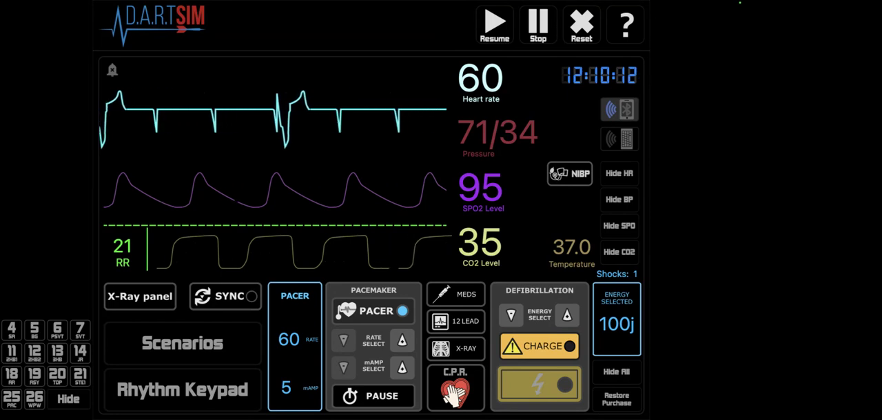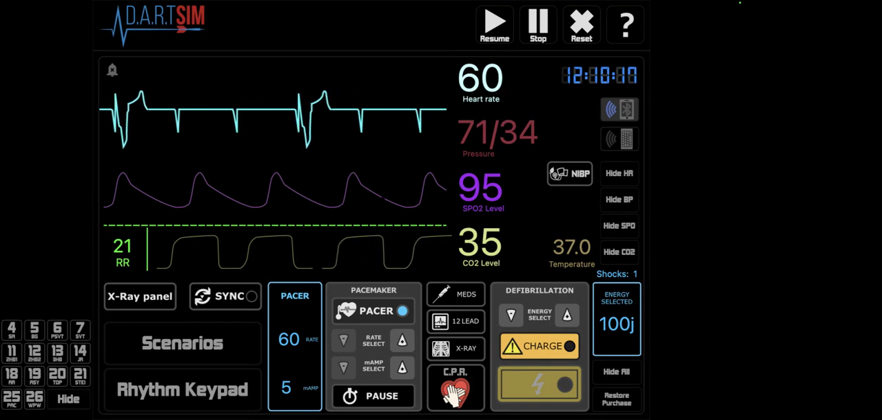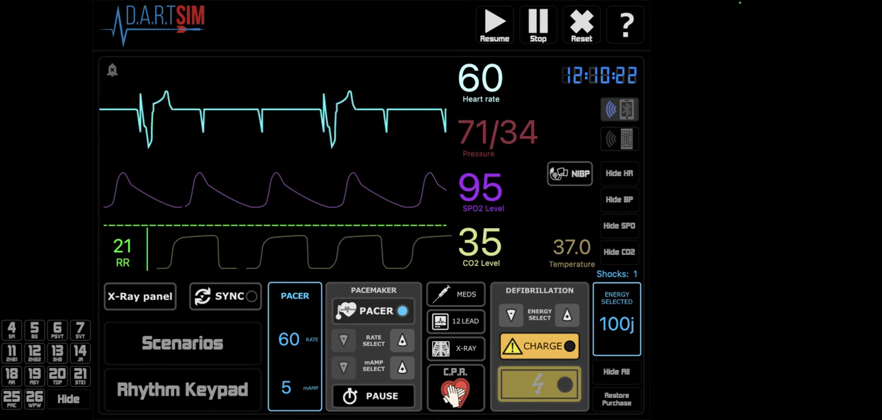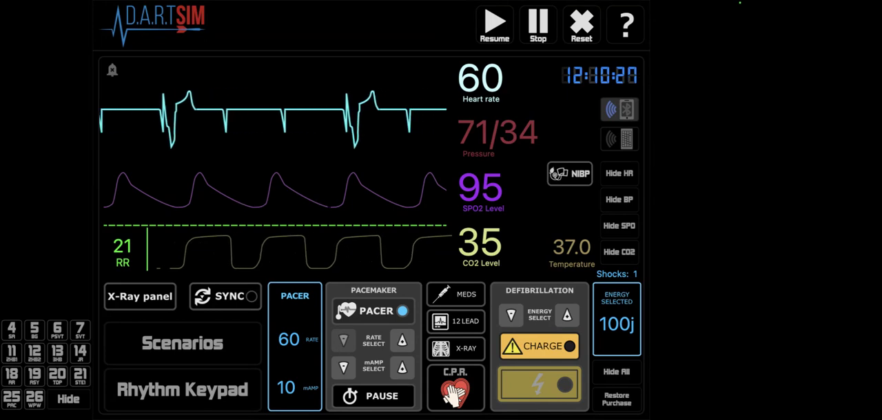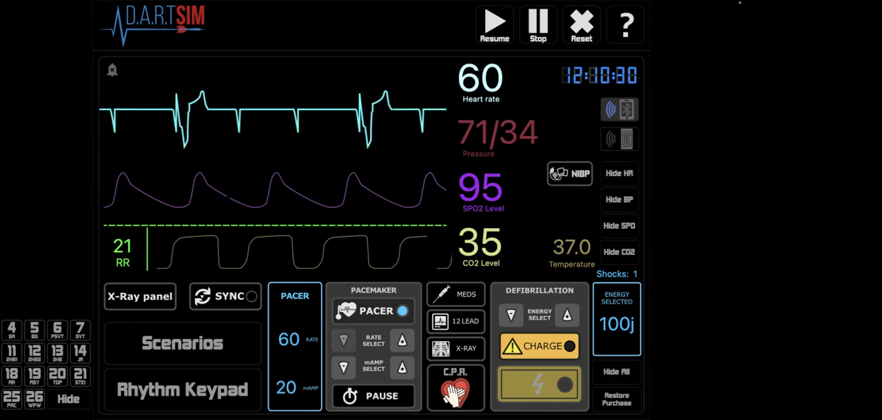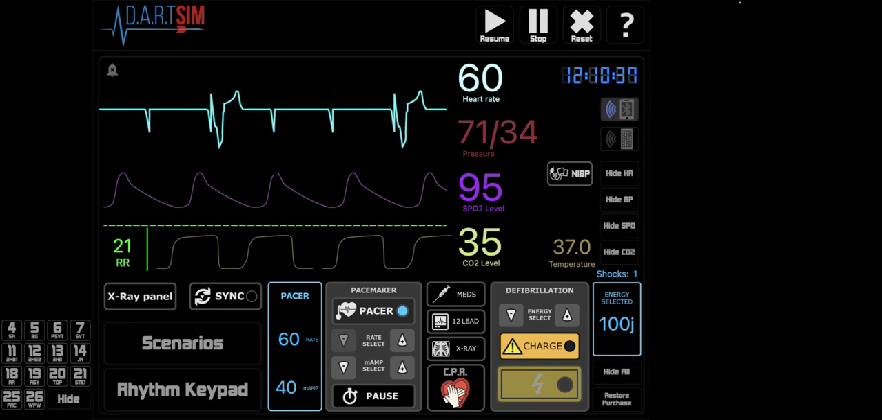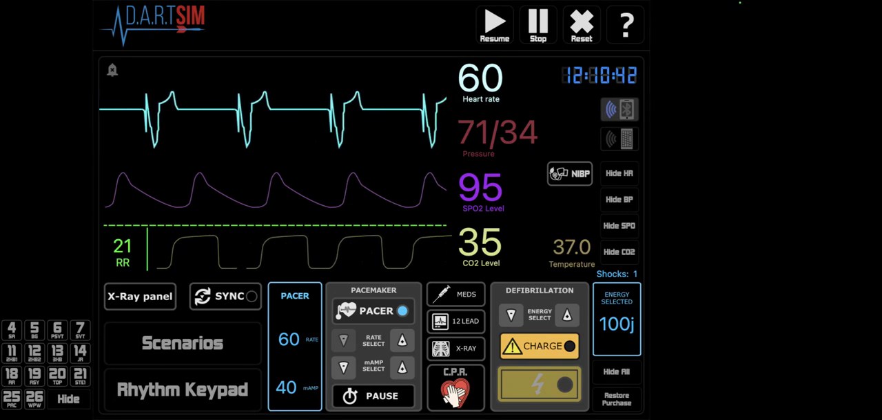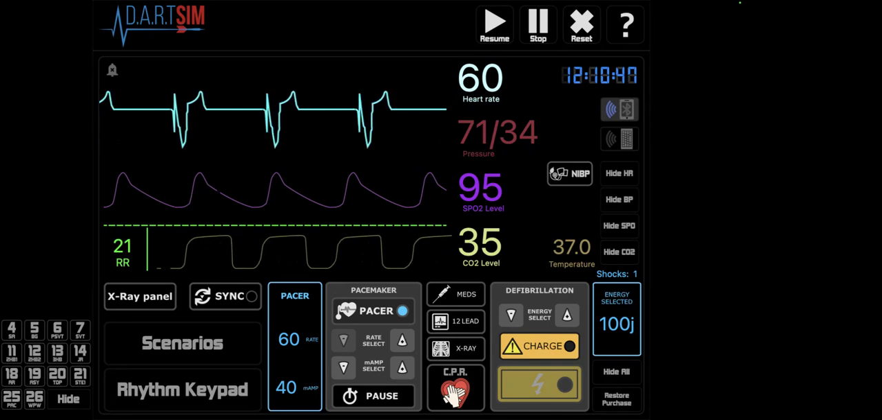So if you look down here, you can see that the pacemaker is set at a rate of 60, but it only has 5 milliamps. So I am going to increase the number of milliamps. I'm going to go up. This device goes up by 5. And I'm going to continue to go up until I see a spike followed by a wide QRS continuously. And as you can see on the monitor here, we have a spike followed by a wide QRS.